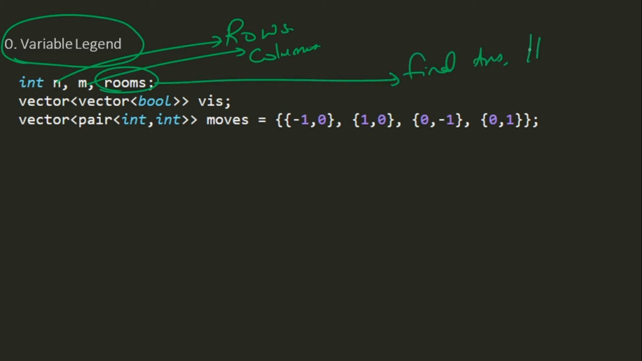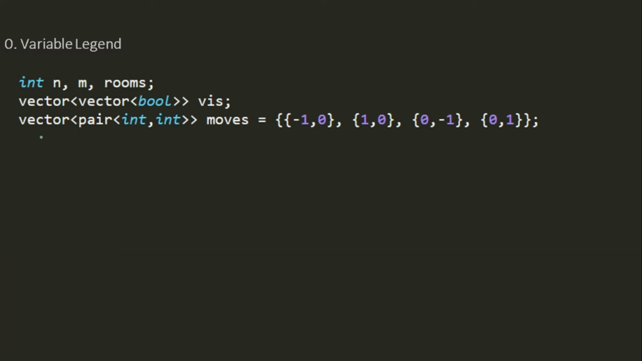This will indicate the number of connected components. Of course, it will be initialized to 0 when we start and it will be incremented as and when we find a new room. Okay, so the next important variable that we are dealing with is this visited matrix.